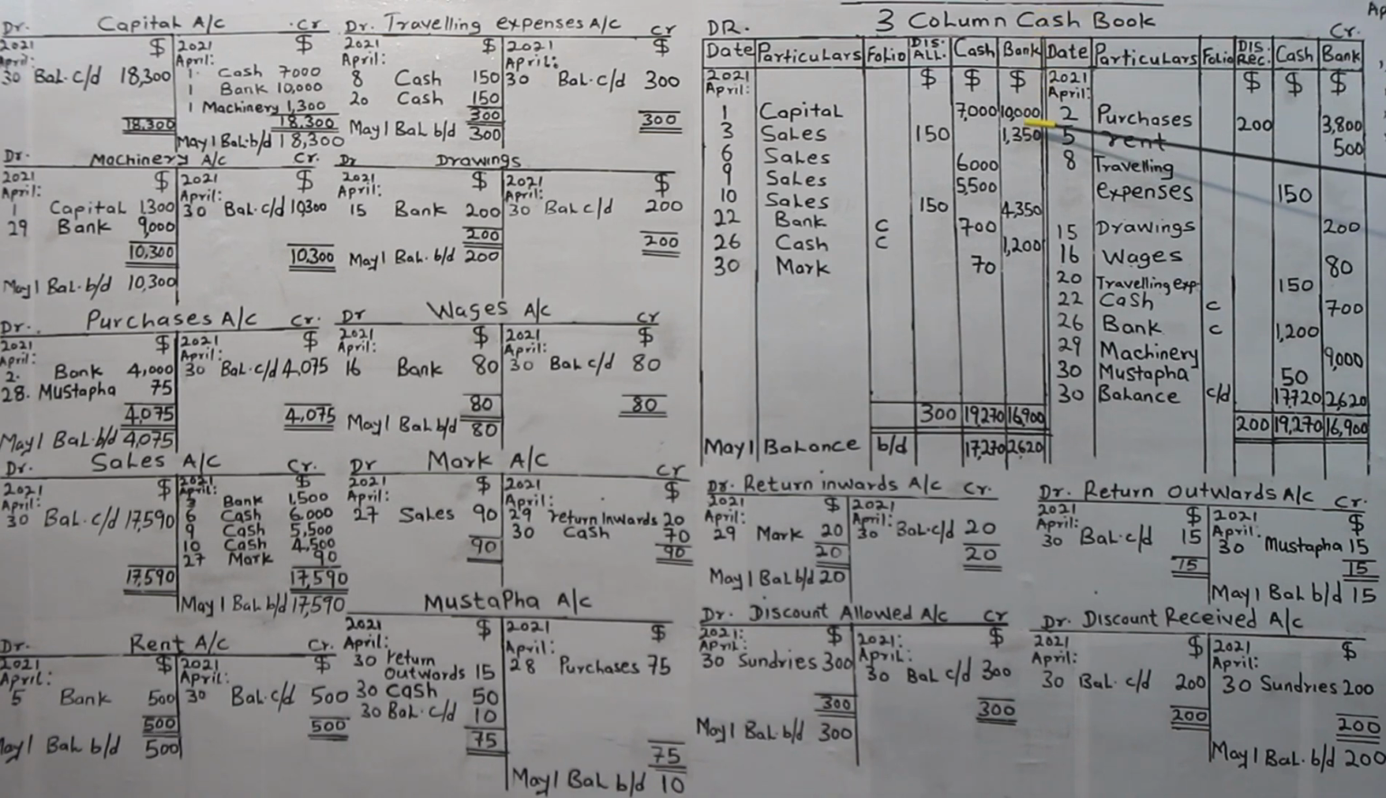To prepare our trial balance, let's begin by collecting the balance in the 3-column cash book. The balance brought down on May 1st, 2021 for the cash column is 17,270, and for the bank column it is 2,620. Now, these two figures will be taken to the debit side of the trial balance: 17,270 on the debit side of the trial balance representing cash account, while 2,620 still on the debit side of the trial balance representing the bank balance.